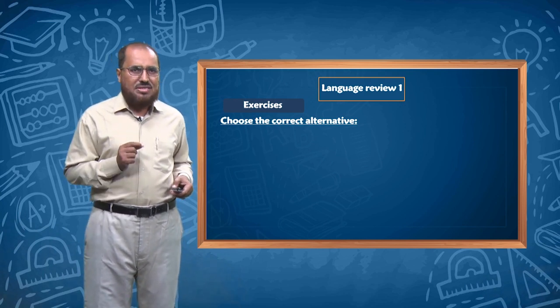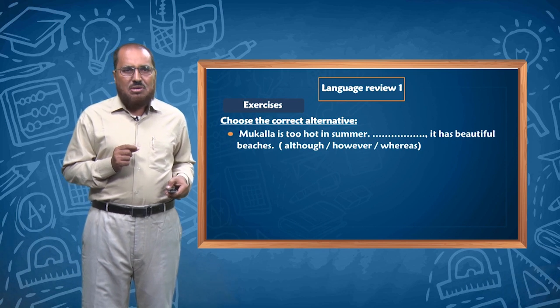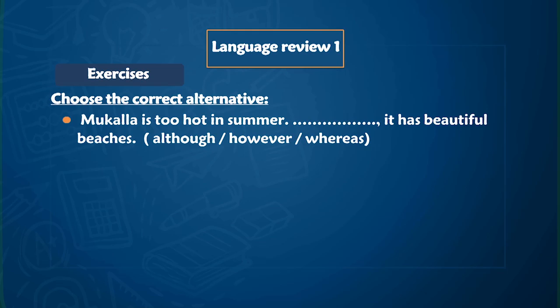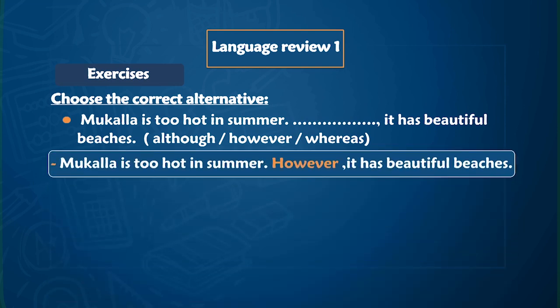Check the correct alternative here. Again, Mukalla is too hot in summer, space, it has beautiful beaches. Although, however, or whereas. Mukalla, then beaches of Mukalla. Let's check. Mukalla is too hot in summer, however, it has beautiful beaches. Okay, yes, it is hot, but Mukalla beaches are extremely beautiful.